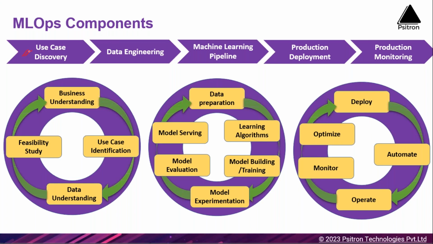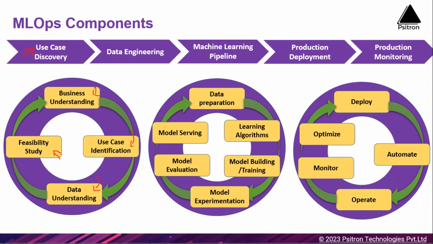Obviously we start from use case discovery. Any business should have some use case and enough data to get started, right? So we do business understanding and use case identification. This is where our business people, business analysts and data analysts, will be working together to transform the business problem into a viable problem statement. And we set objectives to be solved by ML with associated KPIs. Okay, so we understand the data, and we do the feasibility study.